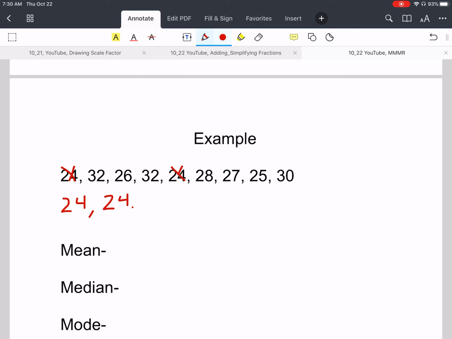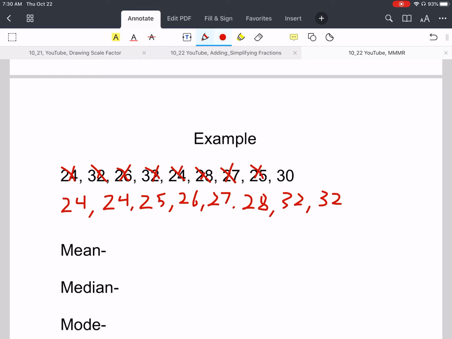24, 24, there's a 25. This is an easy part to make a mistake just because it's easy to not see a number. 26, 27, 28, and then I have two 32s, and that is 2, 4, 6, 8 numbers.